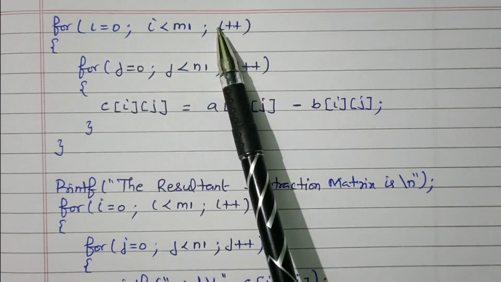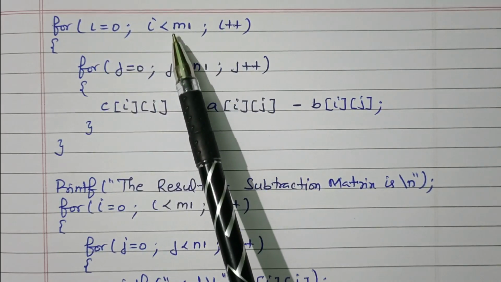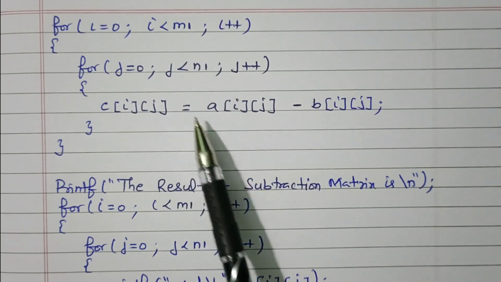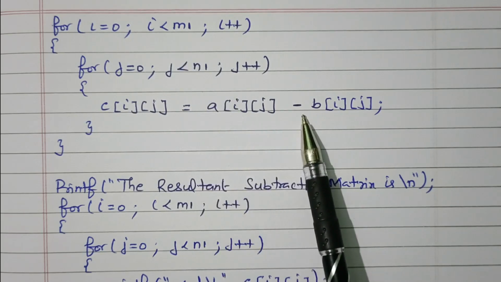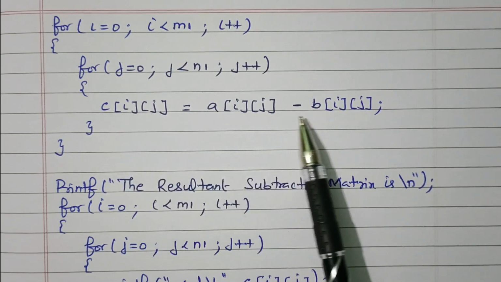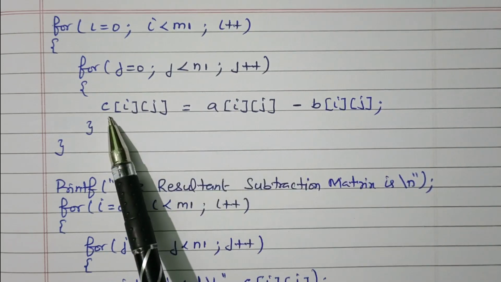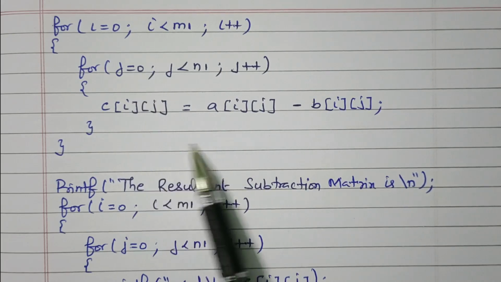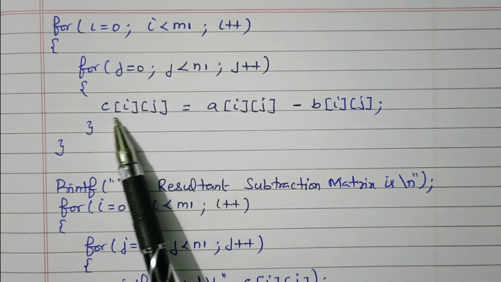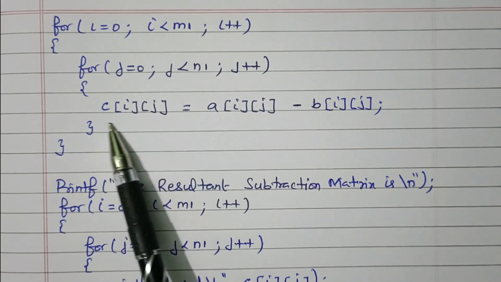So we are opening the 2 for loops. This is for row, this is for column, right? Again M1 and N1 are used. We can use M2, N2 also, right? So what happened? A of 0,0 minus B of 0,0 will be stored in C of 0,0. Then A of 0,1 minus B of 0,1 will be stored in C of 0,1. Like that, it will subtract all 9 elements. Now the resultant subtraction matrix is available in the matrix C.